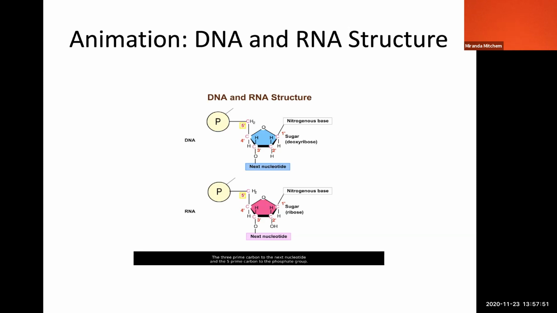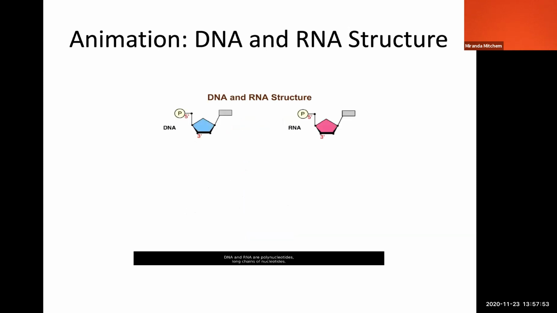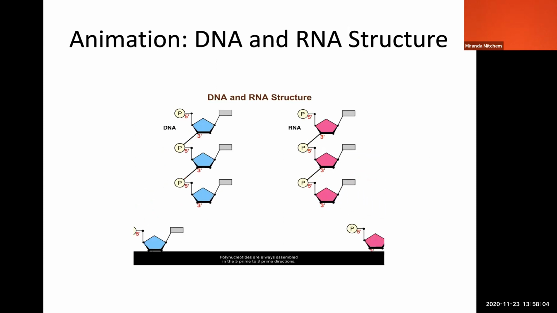to the phosphate group. DNA and RNA are polynucleotides, long chains of nucleotides. Polynucleotides are always assembled in the 5' to 3' directions. A covalent bond forms between the carbon at the 3' position of a nucleotide and the phosphate group at the 5' position of the next nucleotide.